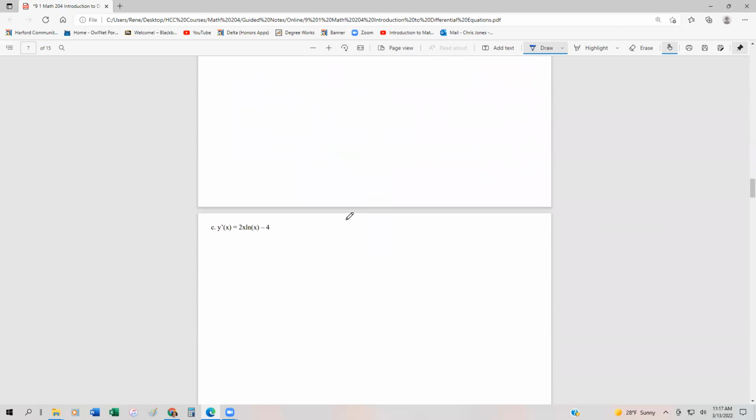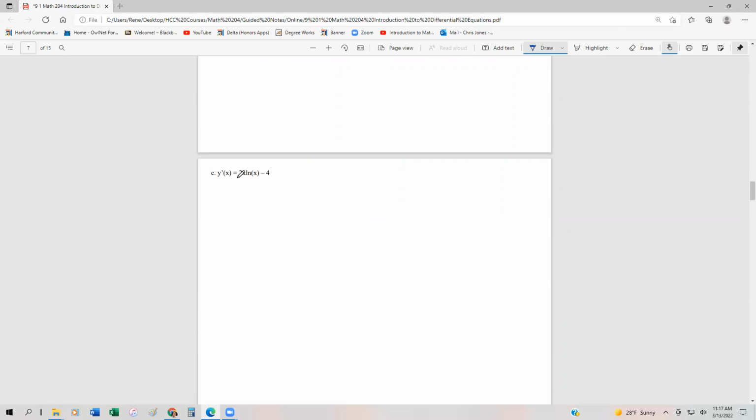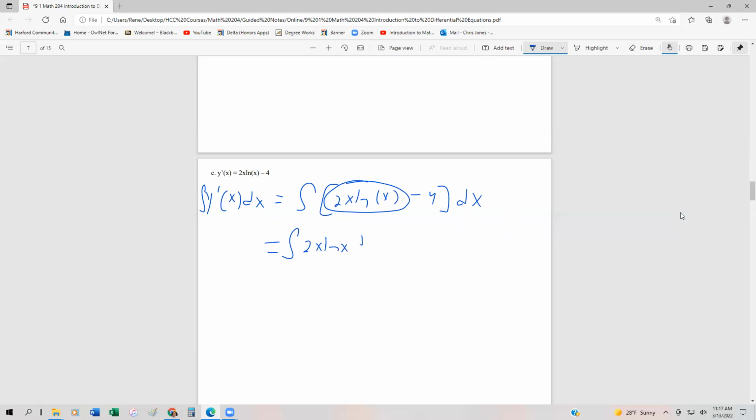Now, another example: y prime of x equals 2 ln of x minus 4. So it looks pretty innocent. We're going to integrate y prime of x with respect to x, and then integrate 2x ln of x minus 4 dx. Now, this is more of a Calc 2 problem because of this animal right here, the 2x ln of x. So let's go ahead and break this up into 2 separate integrals. This is going to be the integral of 2x ln x dx minus the integral of 4 dx.